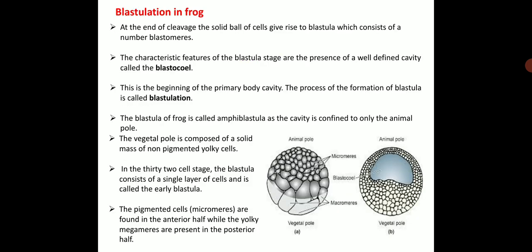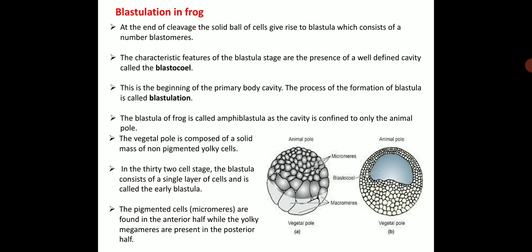Next, when you come to the blastulation in frog, at the end of the cleavage, a solid ball of cells gives rise to the blastula, which consists of a number of blastomeres. The characteristic feature of the blastula stage is the presence of a well-defined cavity, which we call the blastocoel, a characteristic feature of the blastula. This is the beginning of the primary body cavity. The process of formation of the blastula is known as blastulation.